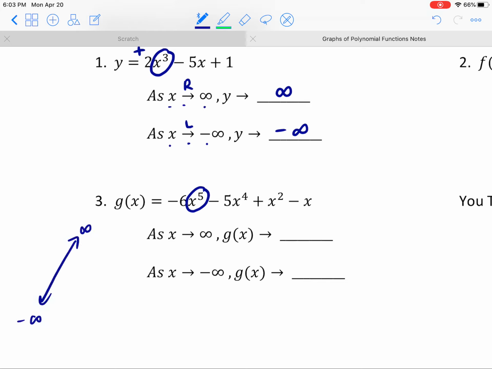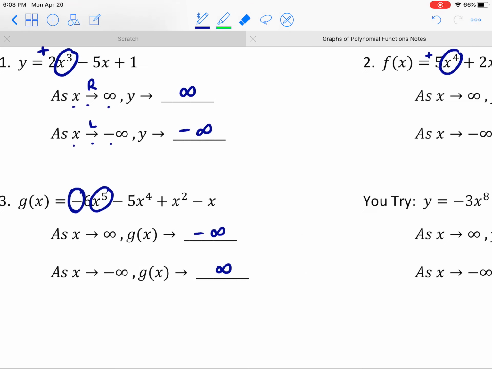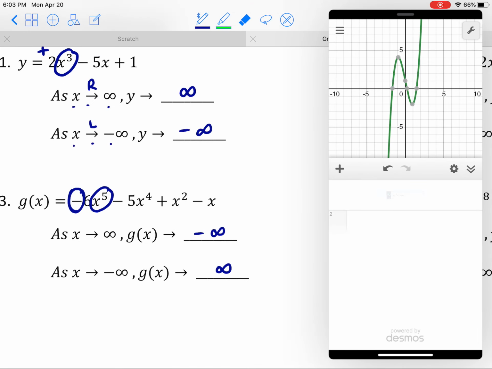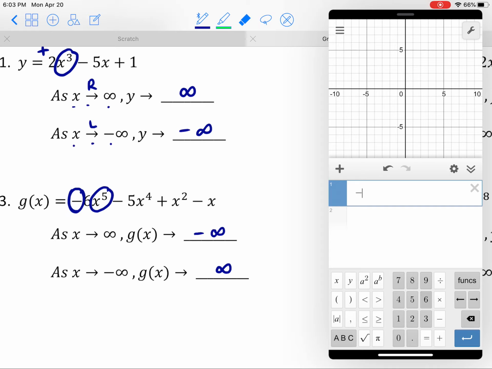Here, our parent function is an x to the 5th. That's odd. Now, normally, it would be doing something like this, where it falls and it rises. But because we have a negative here, this negative reverses it, so our graph is going to be going down. So to the left, it's going to go up, and to the right, it's going to go down. So as x goes to positive infinity, that is to the right, this graph is now going down forever. And as we go to the left, it's going up forever. So our end behaviors were reversed.